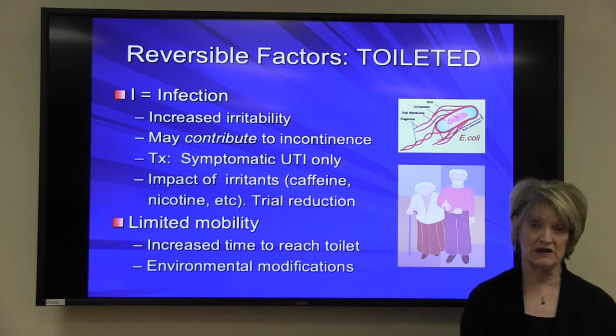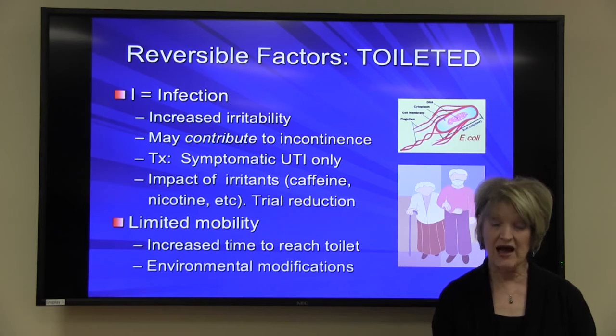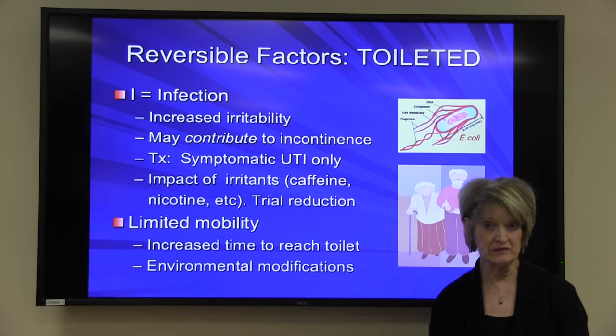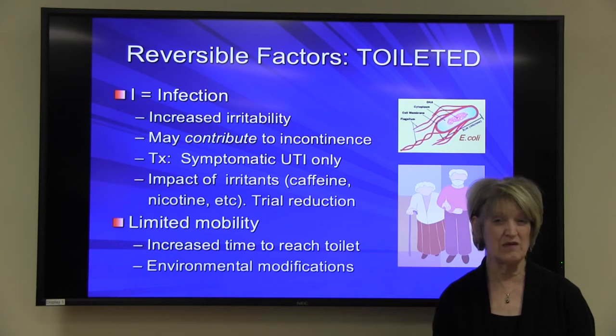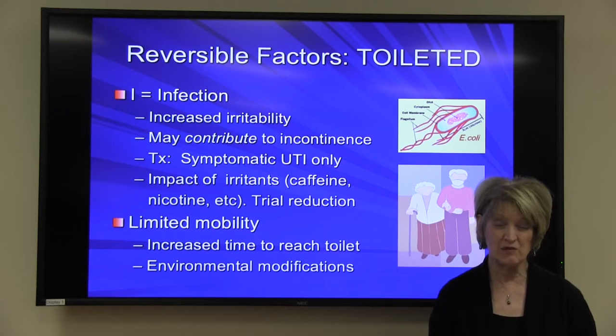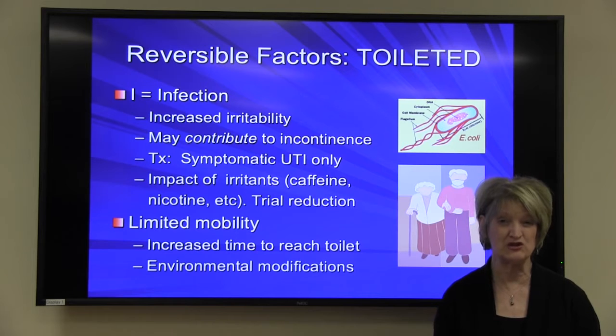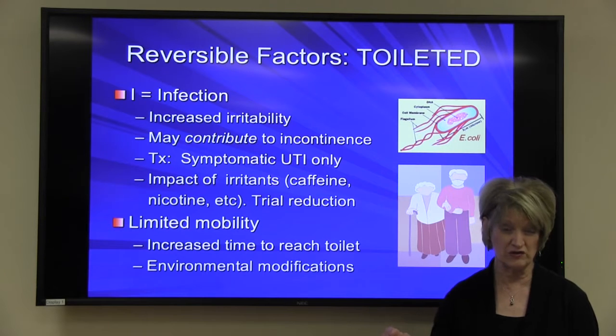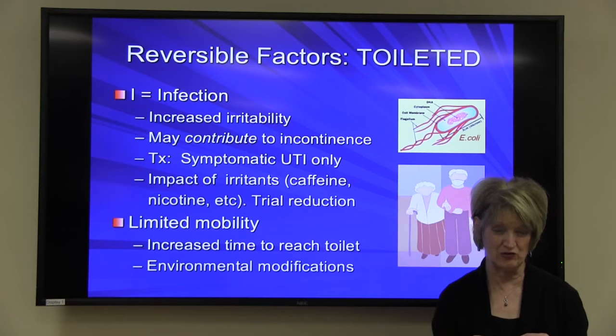L is for limited mobility, and this is pretty obvious. If I have to use a walker, if I have to use a cane, if I'm very slow to get from my chair to the toilet, and I have urgency, I'm much more likely to leak on the way. If I can get there in 10 seconds or less, then I'm probably not going to leak. But what if it takes me 2 minutes or more? So we're always alert to mobility issues. We're always thinking, should I get this patient a bedside commode? Should I get this individual a urinal, this gentleman a urinal for use at night? What can I do to make them and the bathroom closer?